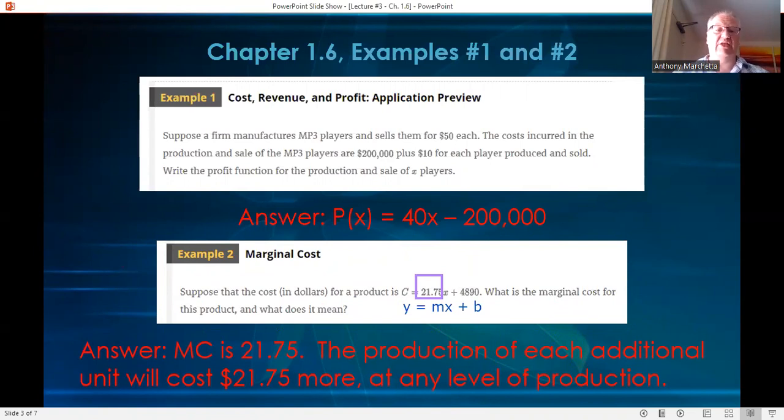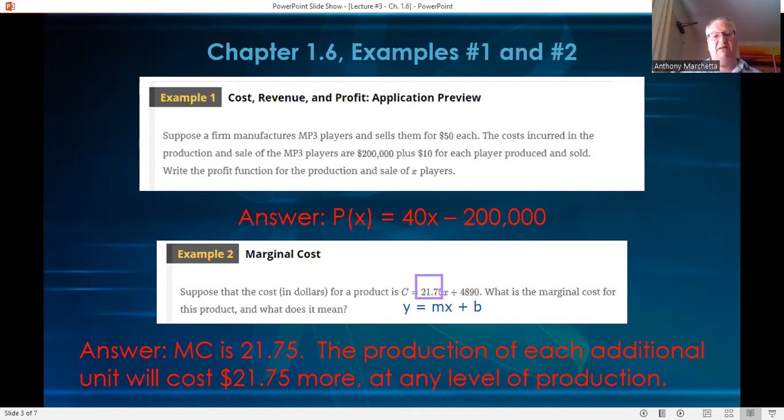So let's pretend for a minute that you figured out the answer when you make 100 units here. If you put 100 in there, it's 2175 plus 4890, whatever that number is, that's the total cost to make 100 units. So I ask you now, if I wanted to make 101 units, what would happen to that number? The answer is that number would only increase by $21.75. In other words, if you put 101 into X instead of 100, it would only change the function by a specific value. That value is that margin of 21.75.